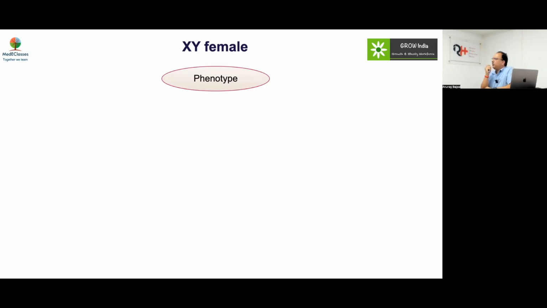Now, XY female is a specific scenario. So you have an XY individual who has a completely normal female appearance. They will usually present to you with primary amenorrhea. Now, what will be the clinical manifestation which will make you say, okay, this girl has come to you with primary amenorrhea, this could be an XY female?